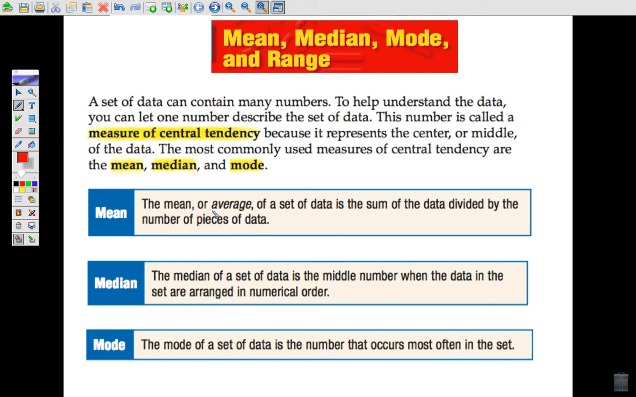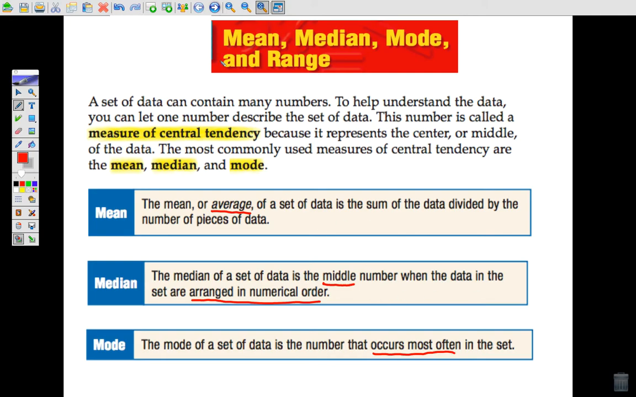The mean is the average of the set of data, which is the sum of the data divided by the number of pieces of data. Okay, so add all the pieces up, divide by the number of pieces. The median of a set of data is the middle number when the data is arranged in numerical order. So this is important. It needs to be in order. And then finally, the easiest one, the mode of a set of data, is the number that occurs most often.